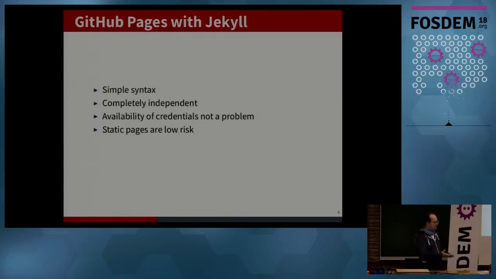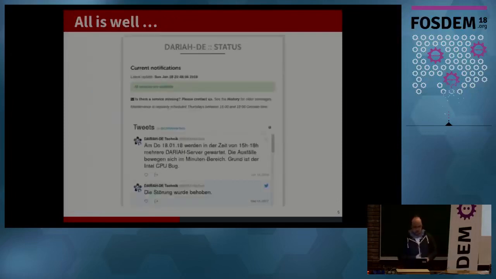So we figured GitHub Pages might be the solution. With Jekyll, there's the simple syntax. It's completely independent from our stuff. Well, the availability of credentials shouldn't be a problem because having your GitHub password around is something I assume you do. Also, static pages, we don't really have to care about what's going on there. There's nothing that can break or can break us. So I'm assuming most of you know GitHub Pages and Jekyll. It's a Ruby implementation to create static pages out of a bit of Markdown.